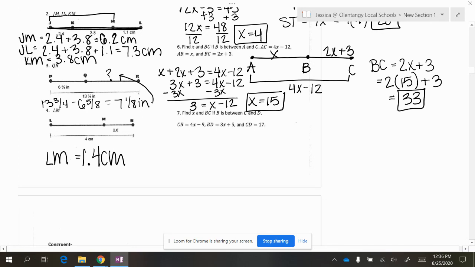Number 7, find x and BC if B is between C and D. B is between C and D. CB is 4x minus 9. BD is 3x plus 5. And CD is 17. I want you to go ahead and try that one on your own. So go ahead and pause the video here, try it on your own, and then play the video.